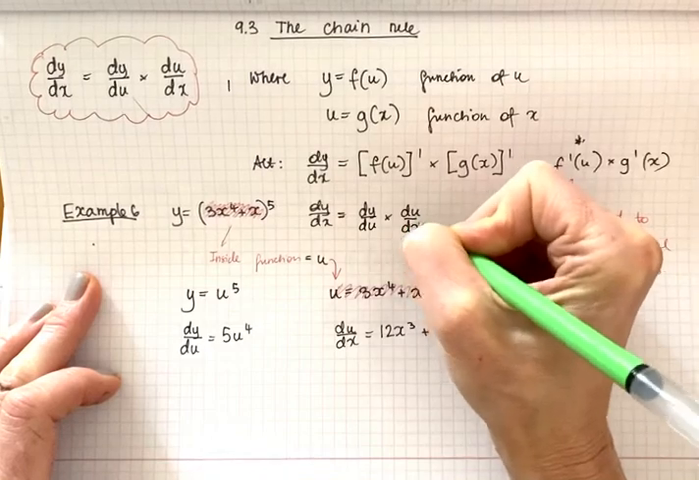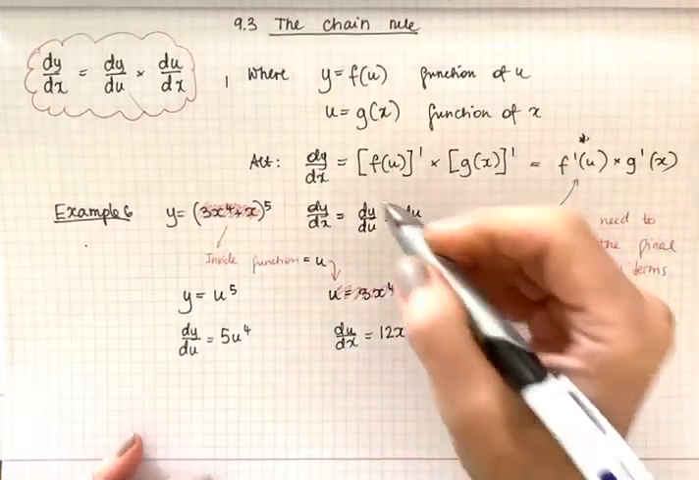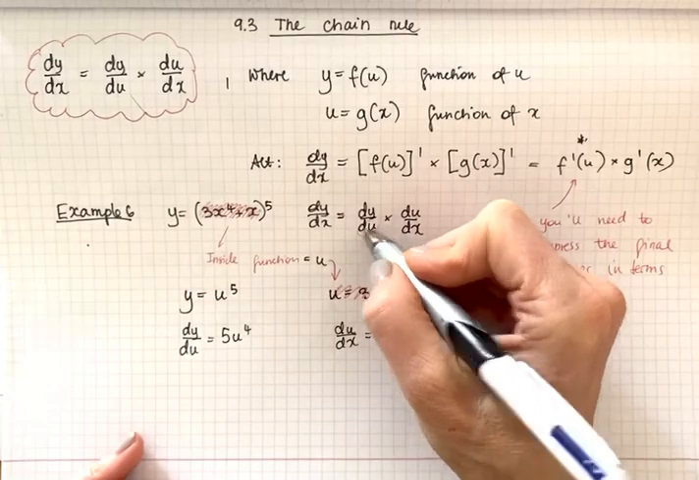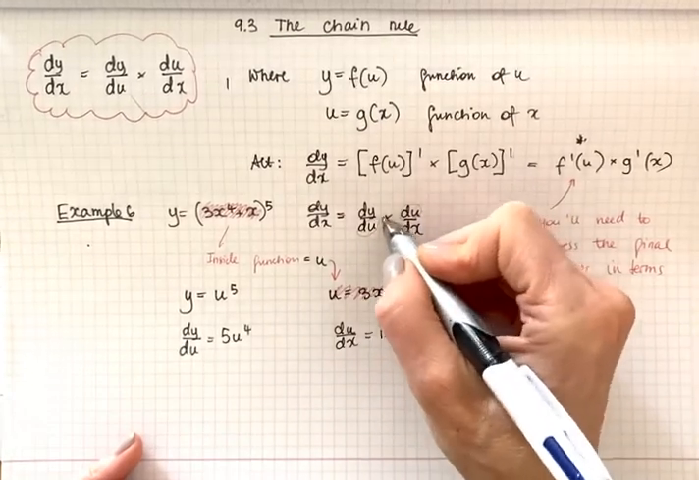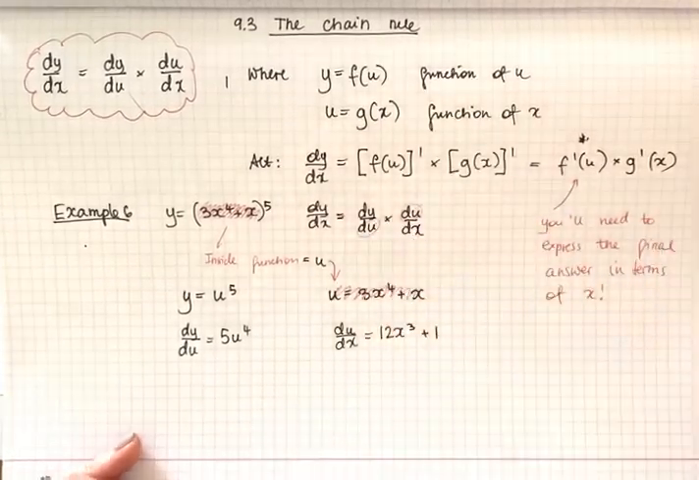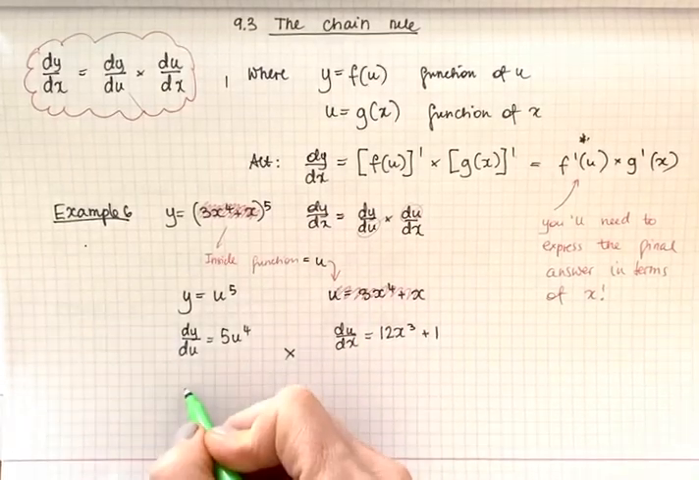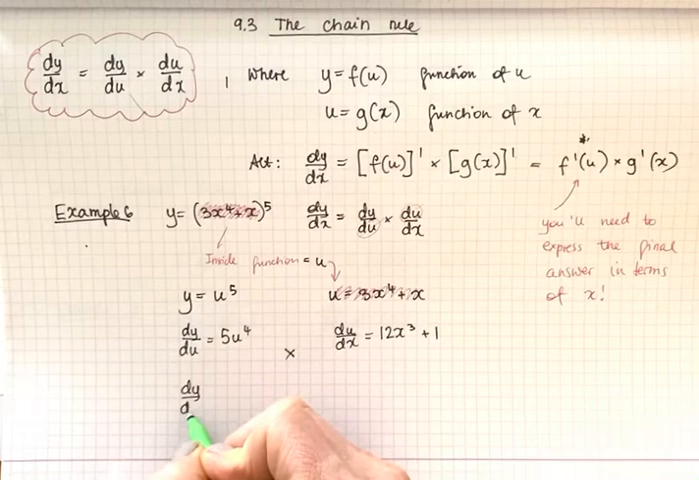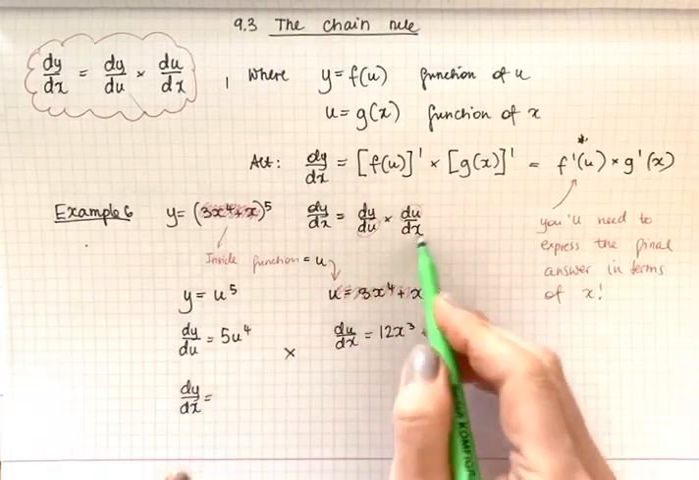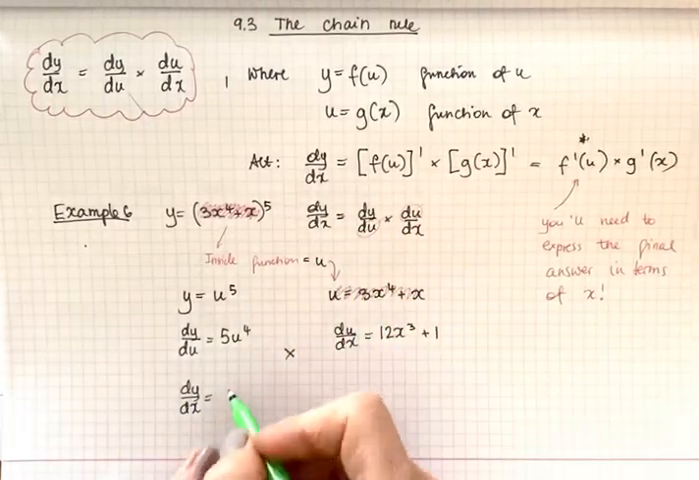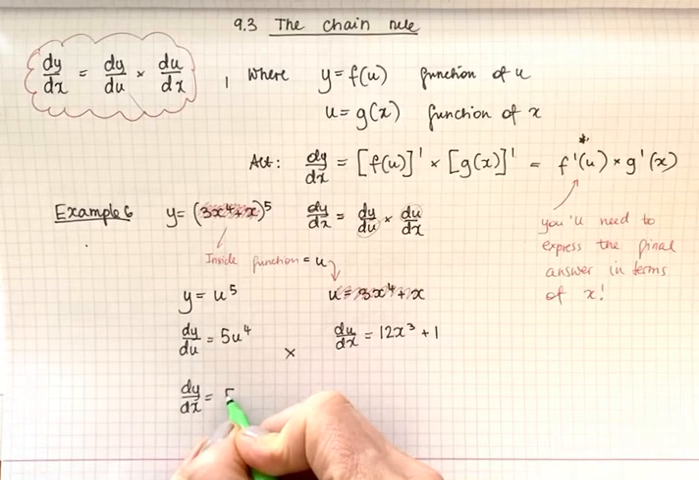It's really easy to remember. Although they are not fractions, they do behave like fractions. If you were to cancel it down, you end up with dy dx. So literally just multiply these two together. So you've got dy dx. Because I've quoted the result over here, I don't need to write it again. I just can write the multiplication.